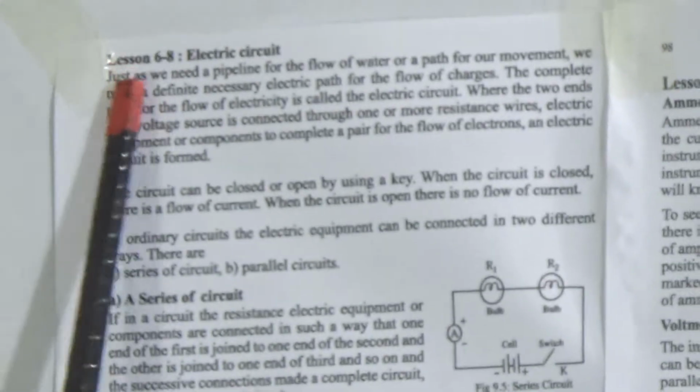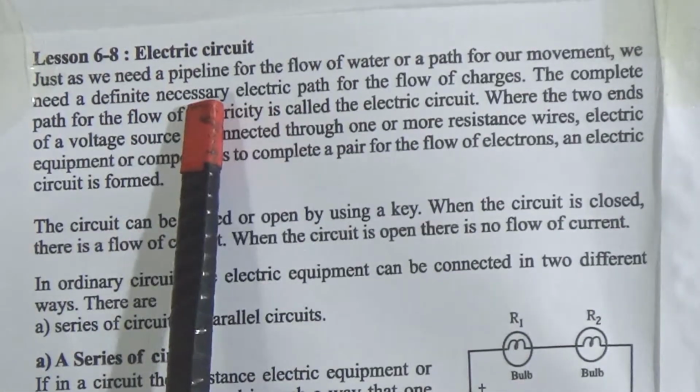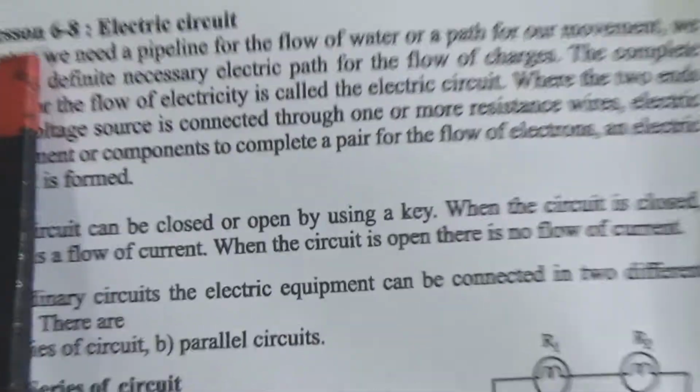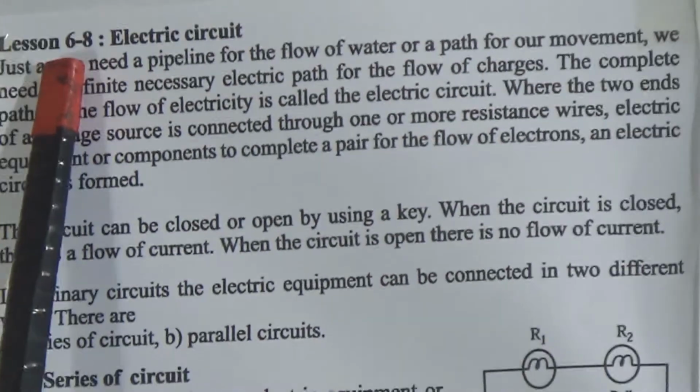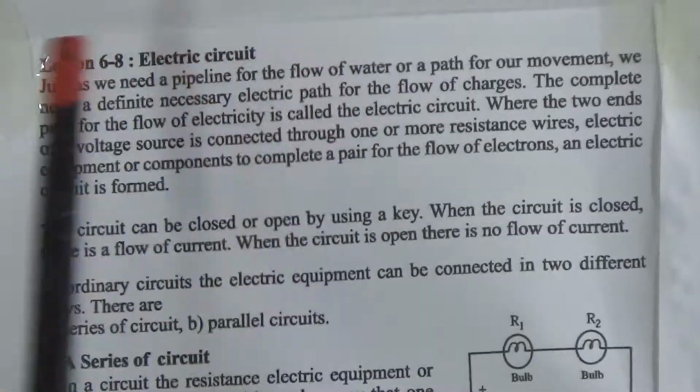So let us move forward to today's topic. Today we will start from lesson 6 to 9. The name of the chapter is electric circuit and current electricity. Chapter 9, lesson 6 to 9 is electric circuit.